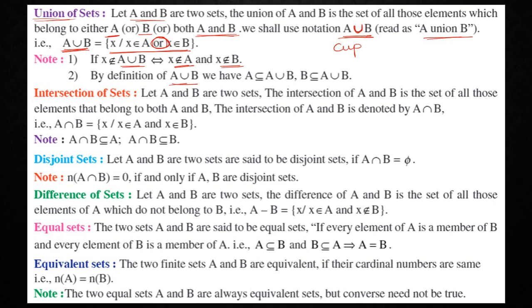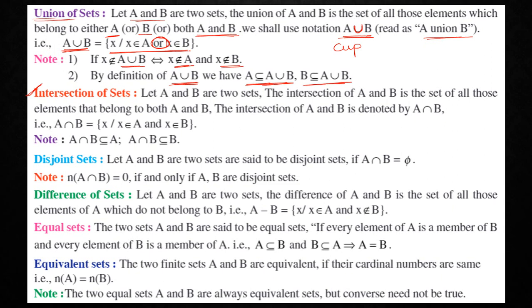Now from this, if A union B is given, that means A is a subset of A union B and B is a subset of A union B, right? So set A will be a subset of A union B, and set B is also a subset of A union B. And the second operation is intersection of sets.